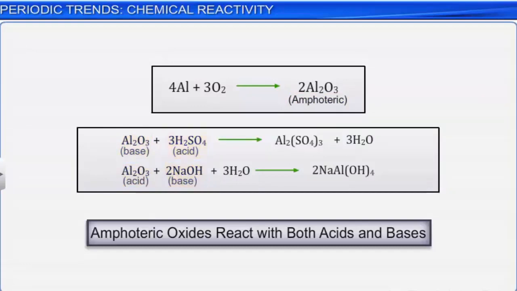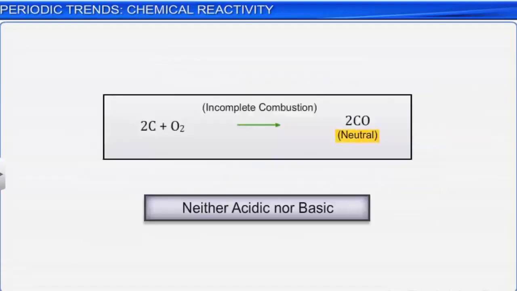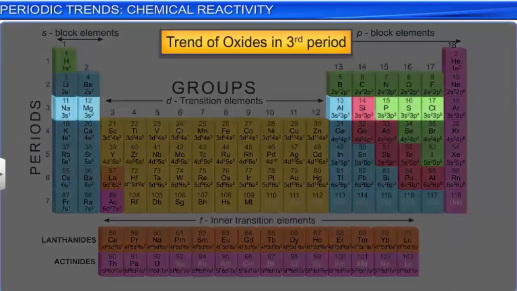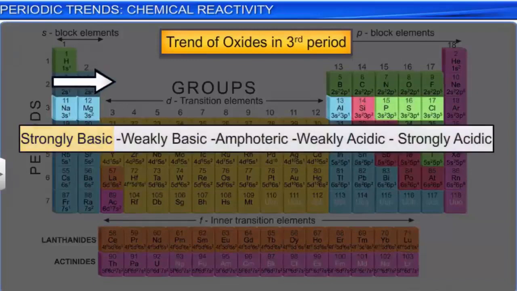Neutral oxides, on the other hand, are neither acidic nor basic. The trend of oxides of the third period is observed as from strongly basic to weakly basic to amphoteric to weakly acidic to strongly acidic.